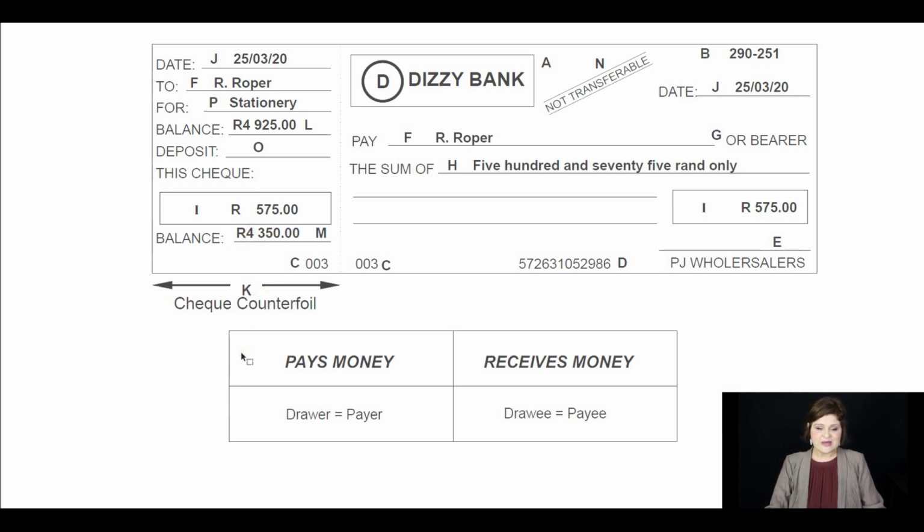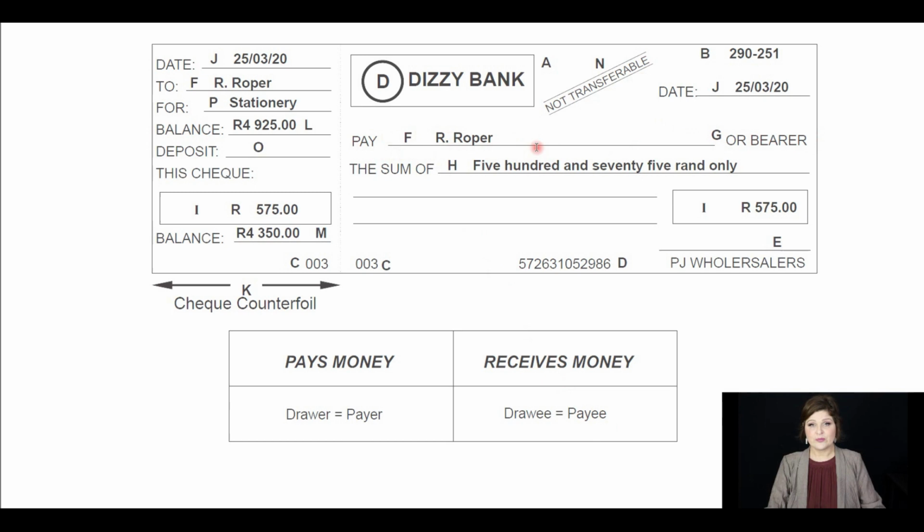All right, let's make a note here. You'll see that when we pay the money, whoever pays the money is referred to as the drawer or the payer, and the person in this case is PJ Wholesalers. Whoever receives the money is the drawee or the payee, and in this case it is R. Roper. Now you see over here it says non-transferable, and we've got the words or bearer. Let's just tell you what that's about.